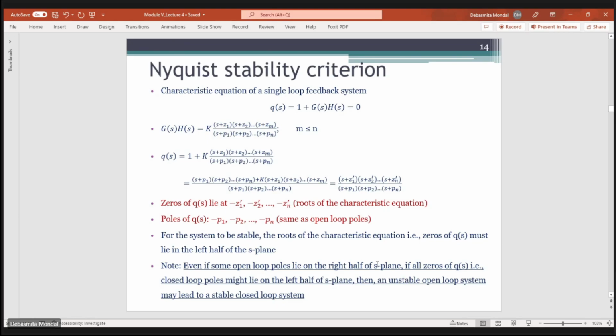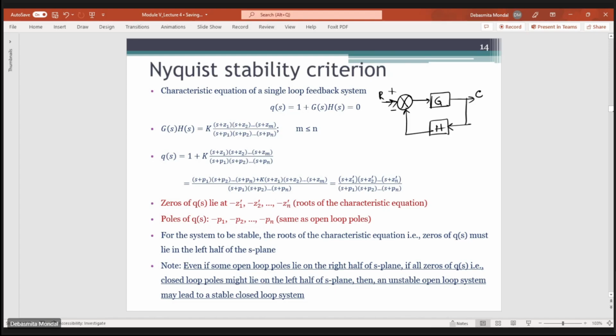Let us say that QS, which was a polynomial in the previous case, we now consider as the characteristic equation of a single loop feedback system. A single loop feedback system means you have just G over here and H in the feedback, so this is just a simple control loop, with the input and output as shown. The characteristic equation of this system will be QS equals 1 plus GSHS equals 0.